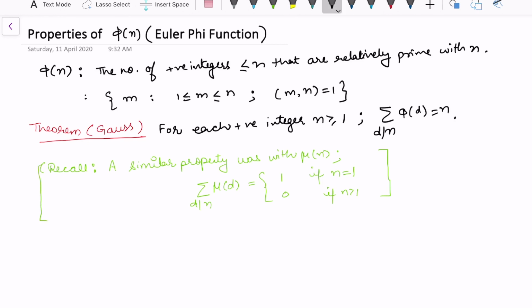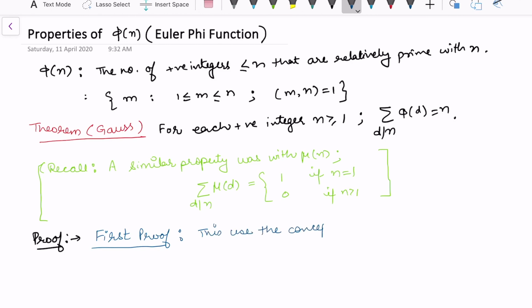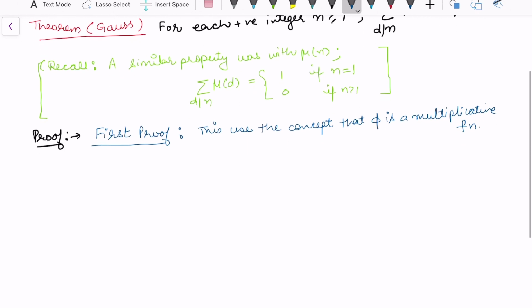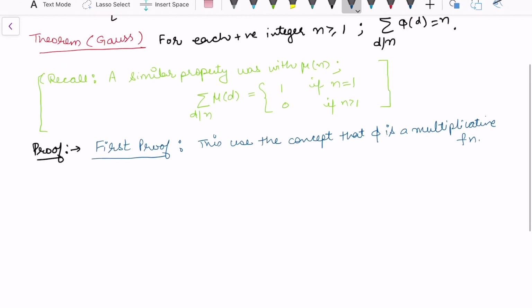And now let's prove this property for the phi n case. Now there are two proofs which can prove this theorem due to Gauss. So let me take the first proof. The first proof uses the concept that phi is a multiplicative function. In my last video, we have already discussed what a multiplicative function is and how phi is a multiplicative function. And let's now move further to prove this case.